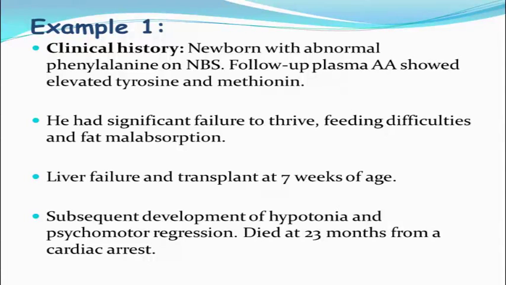Okay, I'm going to present a clinical case. This is a newborn patient. The patient had an abnormal newborn screening with elevated phenylalanine, and the follow-up plasma amino acids showed elevated tyrosine and methionine. Then he had significant failure to thrive, feeding difficulty, and fat malabsorption. Then he had liver failure and a transplantation at 7 weeks of age. Subsequently, he developed hypotonia and psychomotor regression and died at 23 months of age with cardiac arrest.